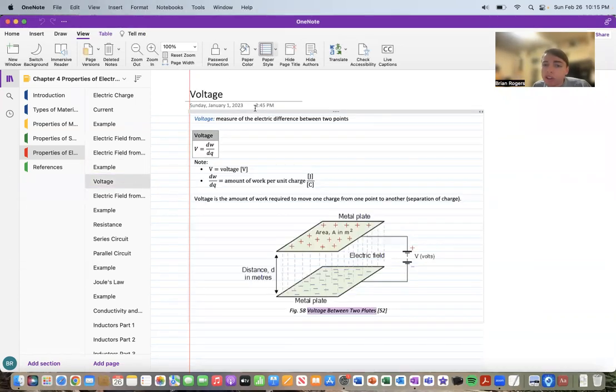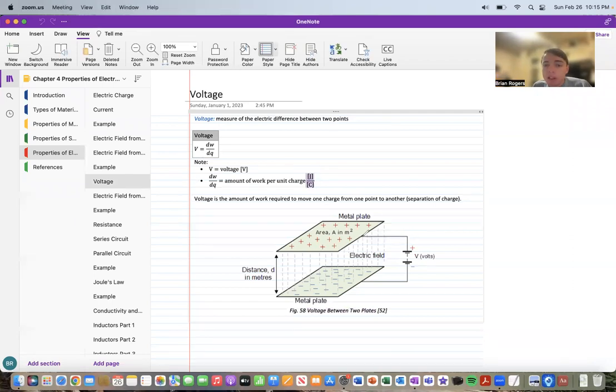Okay, now voltage is a measure of electric potential difference between 2 points. So right here, we're going to see it's the amount of work per unit charge. And so work is given in units of joules, and then charge is given in units of coulombs. So voltage is represented by volts, but can also be given in terms of joules per coulomb.